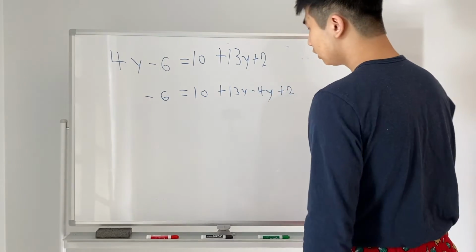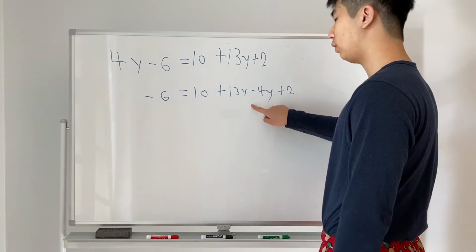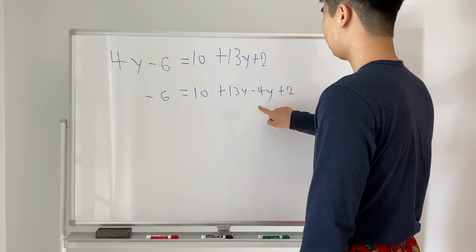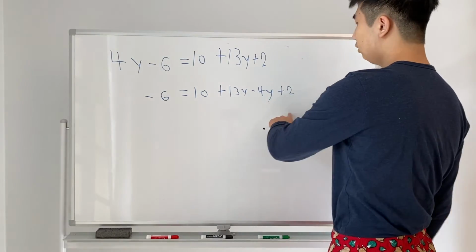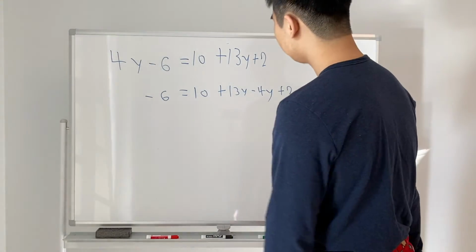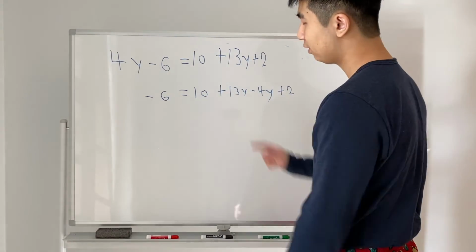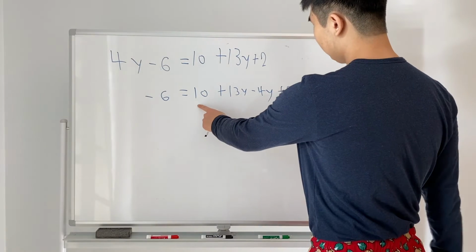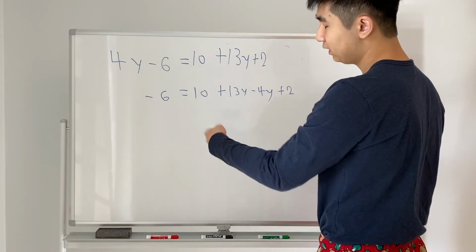Okay? So now, there are multiple ways to do this. You can solve for this, 13y minus 4y, you can perform that equation, or you can move the 10 and the 2 to the other side of the equation. So I think that's what I'm going to do first. So I want to get rid of the 10. So if I want to get rid of this 10, it's positive 10. So I want to subtract 10. Because 10 minus 10 is 0.